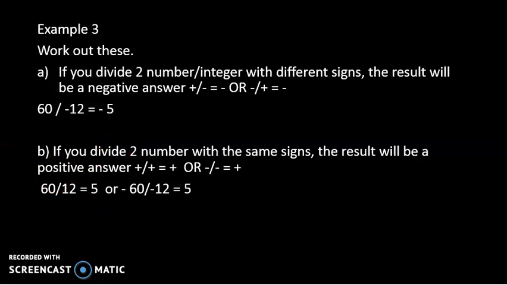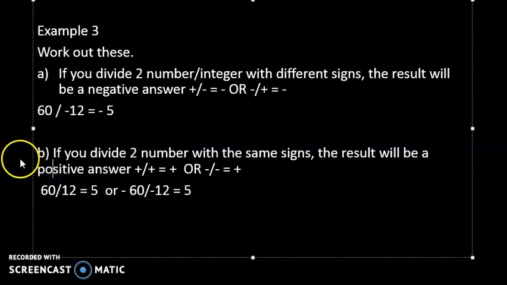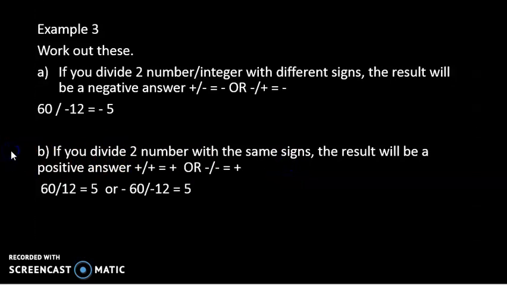What about if we are dividing two numbers, part B. If we are dividing two numbers with the same sign, what happens? If they are the same sign, plus and plus, we shall get a positive number. Still, if they are both negative, negative and negative, we shall still get a positive number, because the negative and negative will cancel and we shall get a positive number.